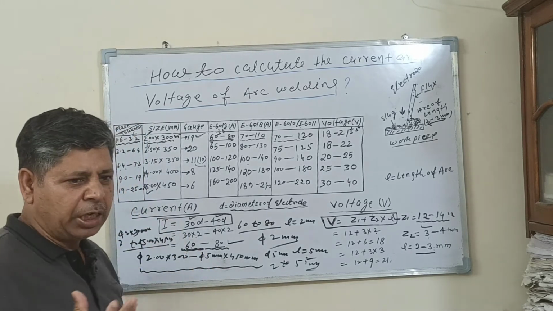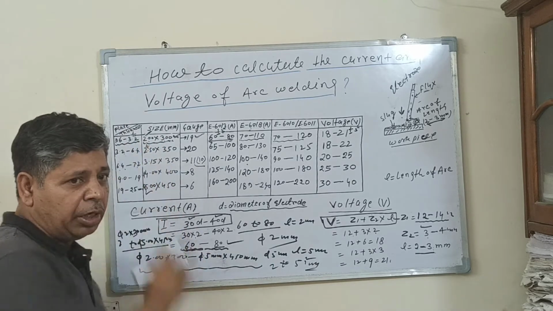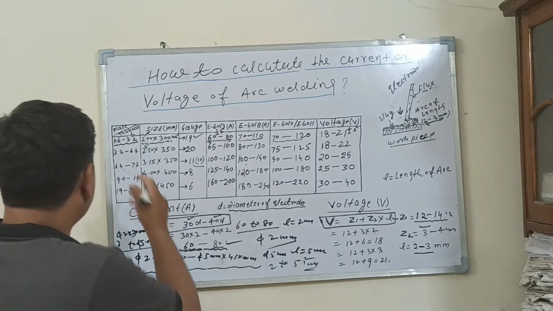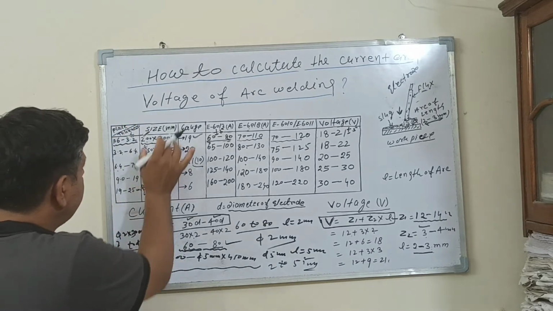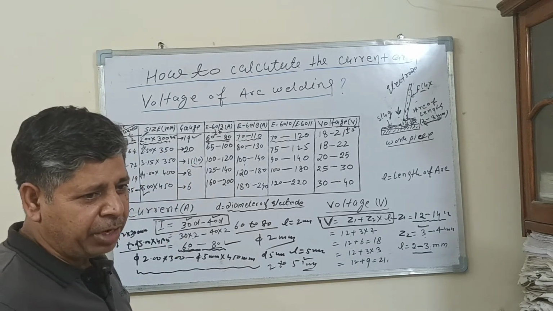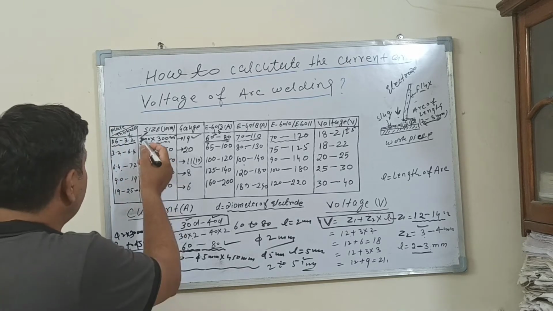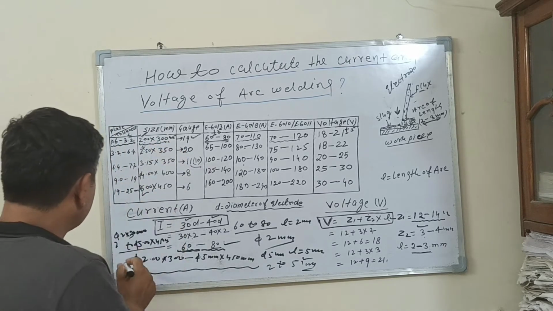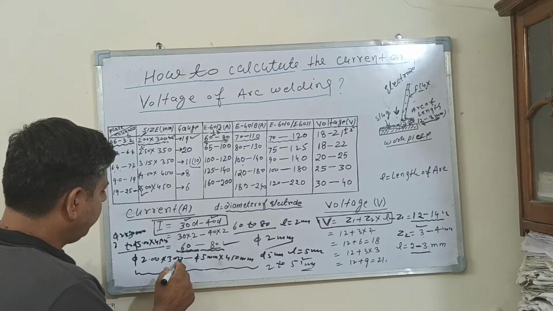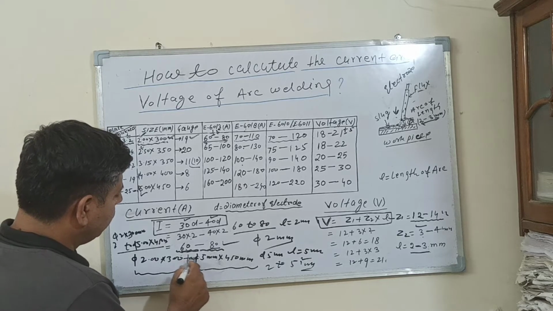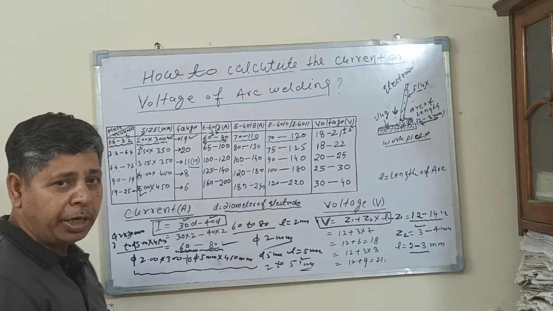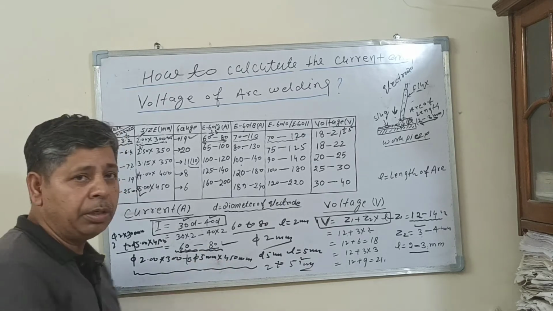The current and voltage generally depend upon the size of the plate, the composition of the metal, and the thermal property of the metal. If these are the size of the plate and the size of the electrode, the electrodes are generally available in the market in different shapes, sizes and diameters. Electrodes are available from 2 mm diameter with 300 mm length, up to 5 mm diameter with 450 mm length.